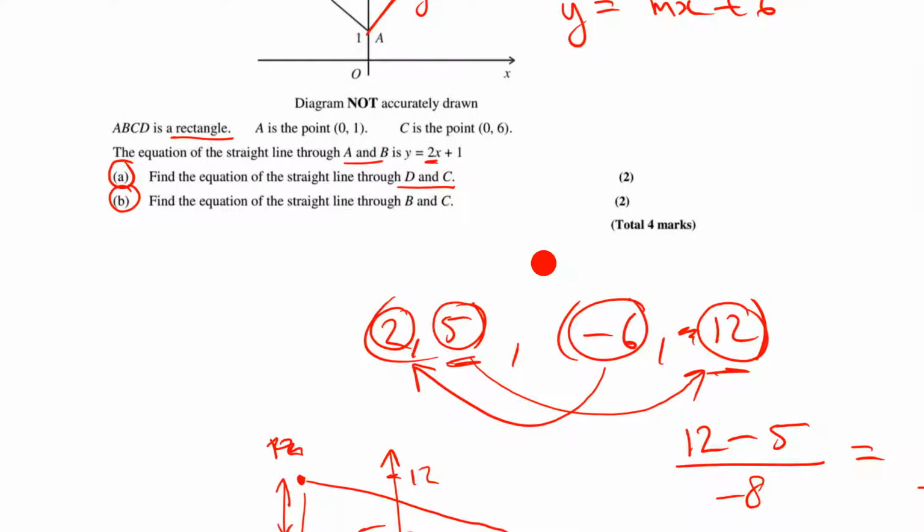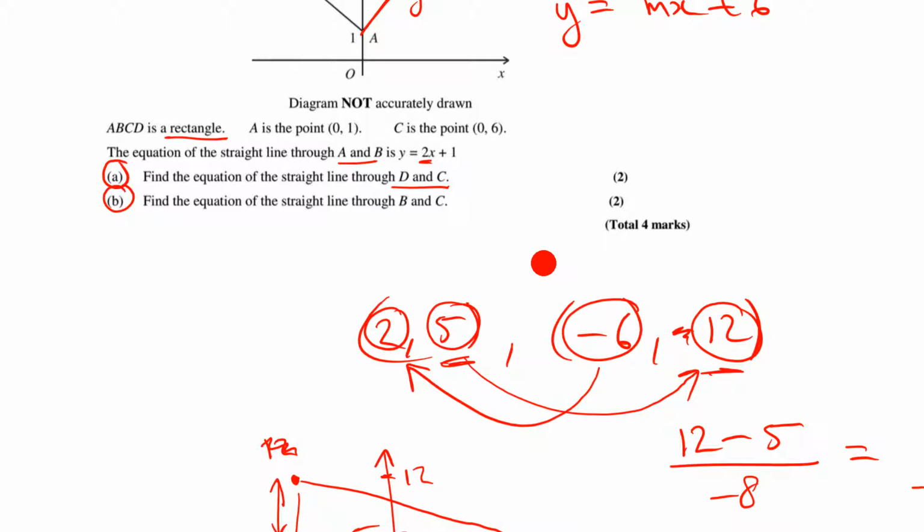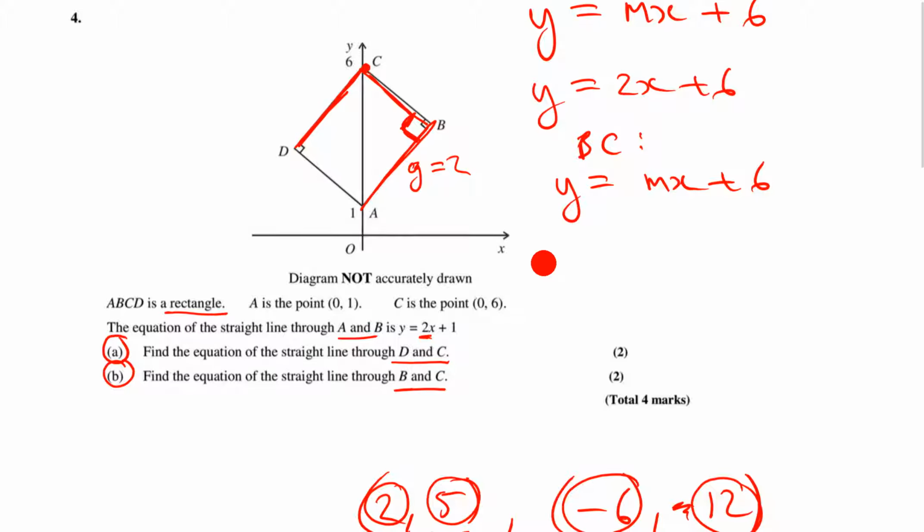So we're going back to the question. Find the equation of a straight line through BC. We already said it's got intercept 6. So we're back at BC. Can you remember what happens here? What is the gradient going to be there? B to C.